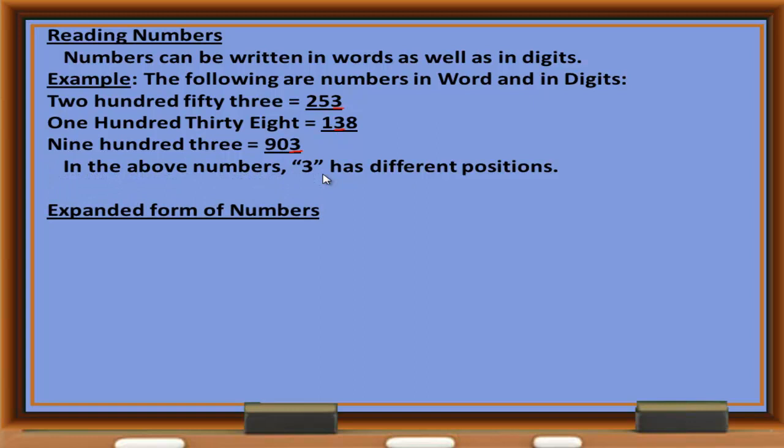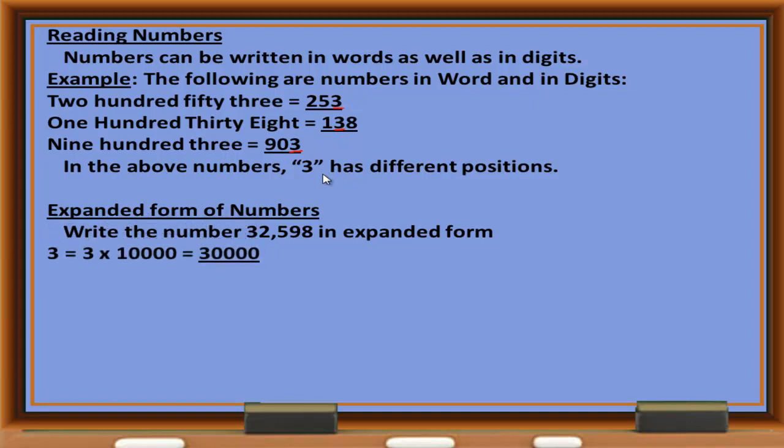Expanded form of numbers. Write the number 32,598 in expanded form. The first digit is 3, therefore we write 3 times 10,000. We do have 4 digits after 3, therefore we write 4 zeros here, that is 10,000. So that 3 times 10,000 is 30,000.